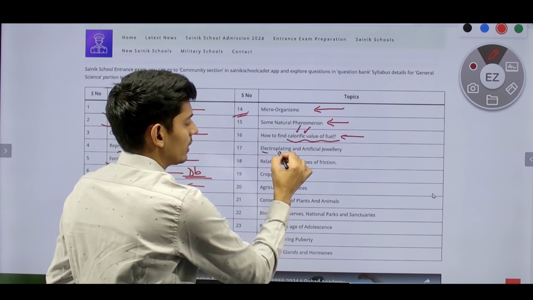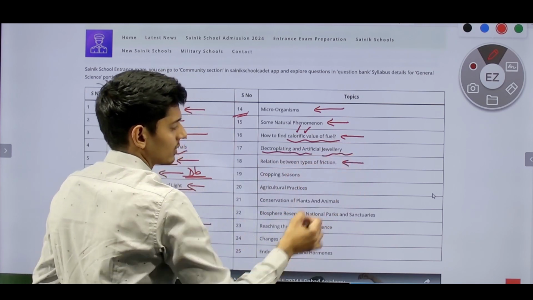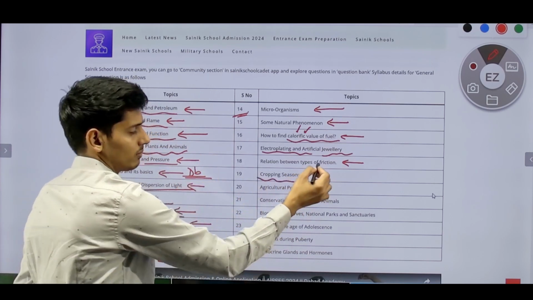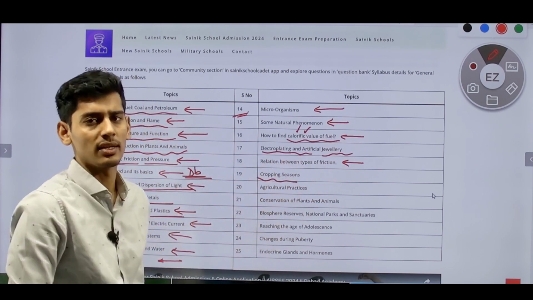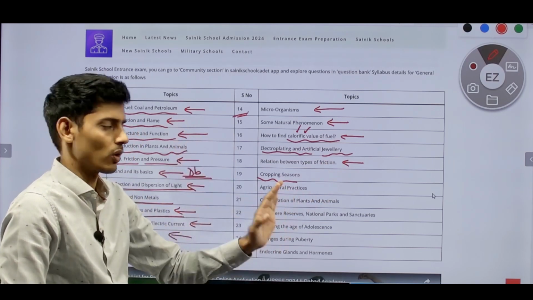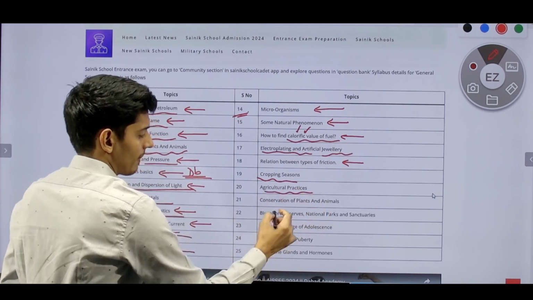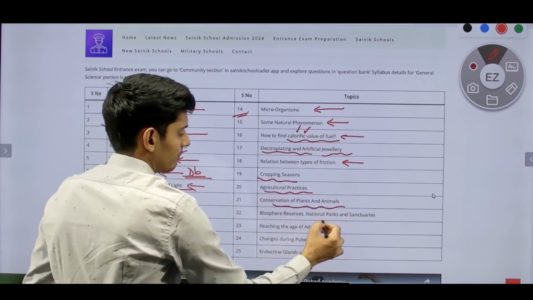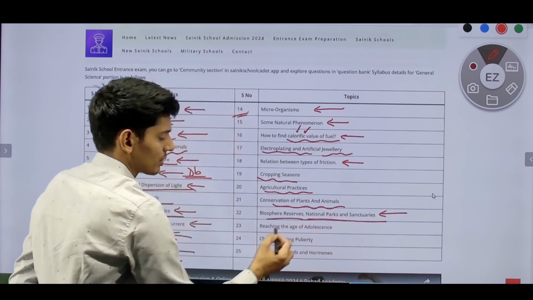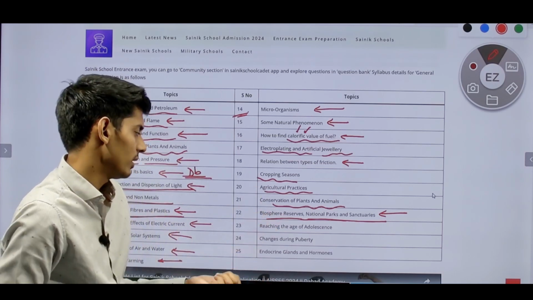Then you have electroplating and artificial jewelry, relation between different types of frictions. Okay, there we have basically 3 to 4 types of frictions. Types of frictions is usually taught in class 11th, but a very basic idea of different types of frictions needs to be taught to kids to prepare for this exam. And you have agriculture practices, conservation of plants and animals, biosphere reserves, national parks and sanctuaries. These national parks, sanctuaries and their location are also covered in the social science portion. So this is a complementary topic.